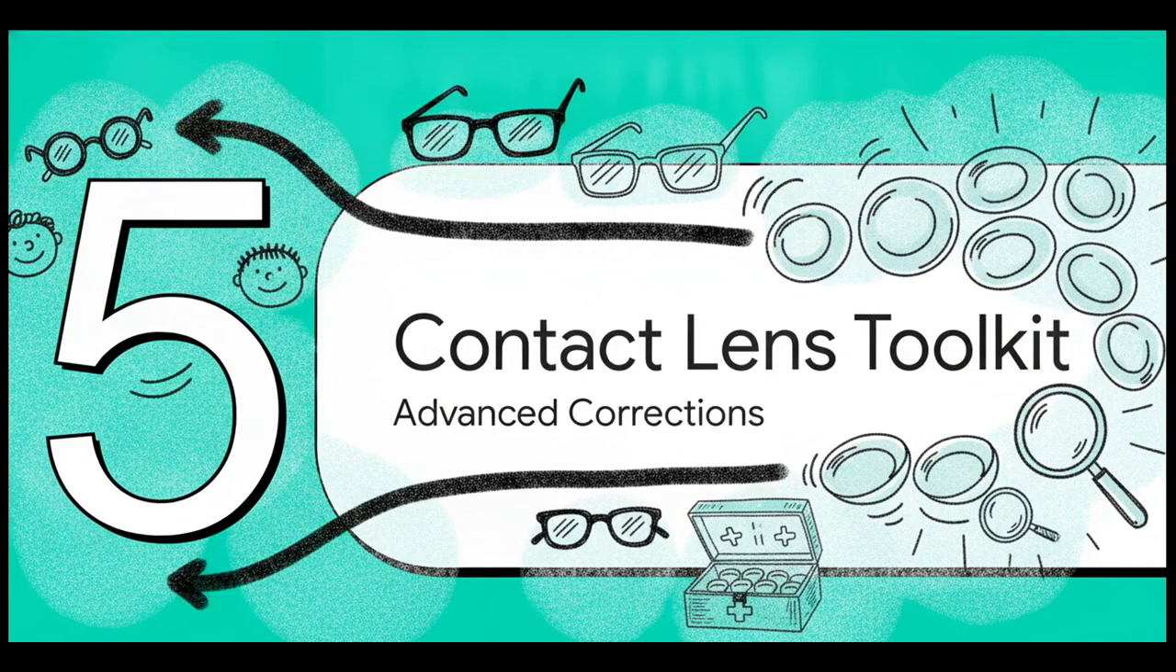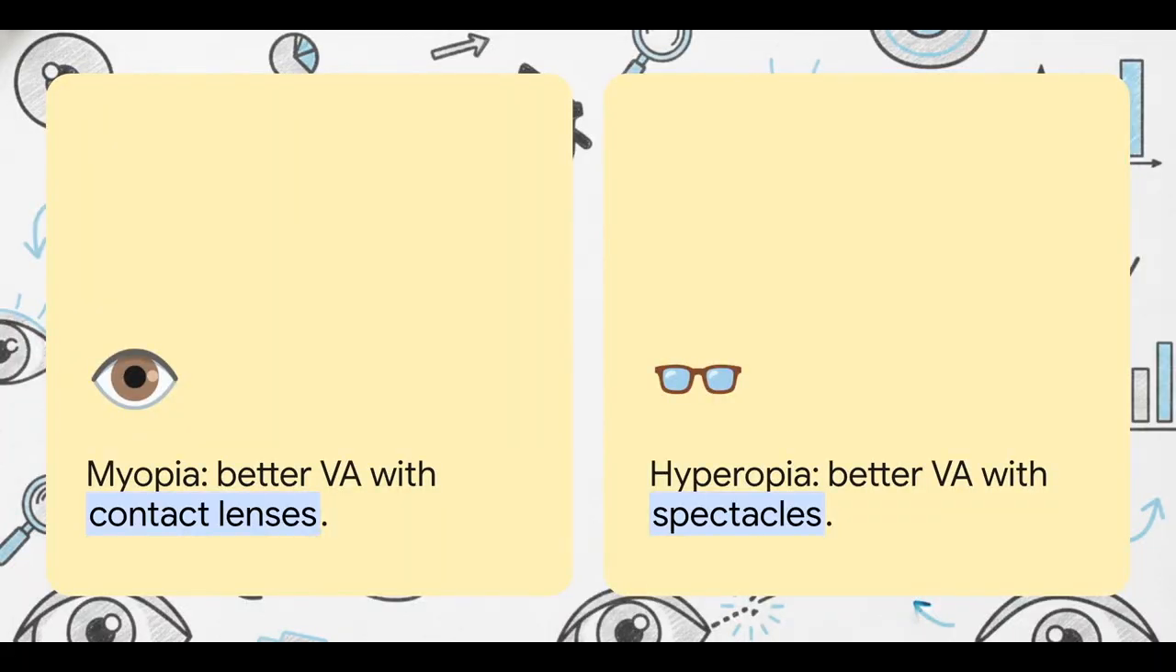Section 5. The Contact Lens Toolkit, Advanced Corrections. As our patients grow out of childhood, their visual needs obviously change. Which brings us to advanced adult vision correction. And, choosing between contact lenses and spectacles isn't just about cosmetics. It completely changes the optical physics at play.